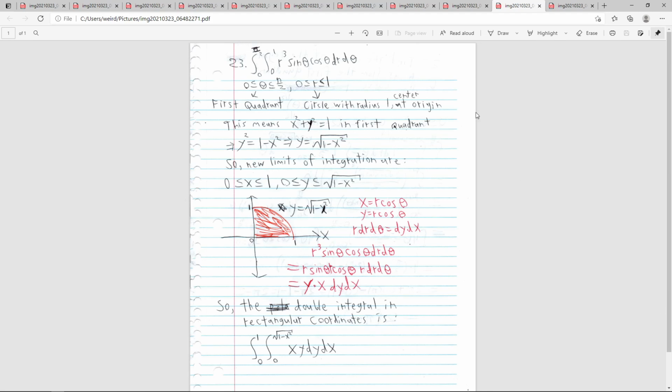Okay, so here's an easier way. We have polar coordinates, and we want to go to x and y rectangular coordinates. So it's 0 to pi halves, 0 to 1, r cubed sine theta cosine theta, dr d theta. So it's the first quadrant from 0 to pi halves, and it's a circle with radius 1 centered at the origin. That's what you can infer from this information: x squared plus y squared equals 1 in the first quadrant.